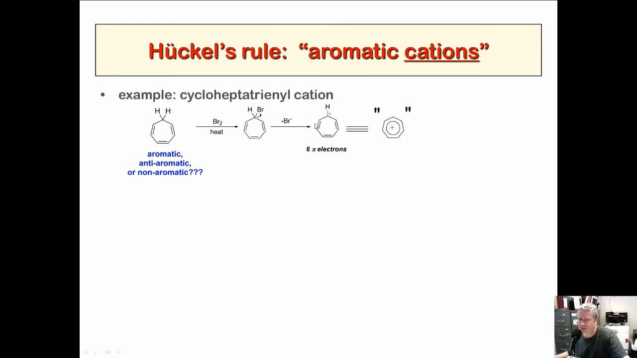Now you have contiguous sp2 centers, six pi electrons. So is this molecule aromatic, anti, or non? Well, it's got the six electrons and sp2 all around. Even in large ring systems, they want to be aromatic. They don't want to be anti. If you have 4N electrons, they'll bend away from anti, but if you have 4N plus 2, that's desirable. This is aromatic. It's an aromatic cation.